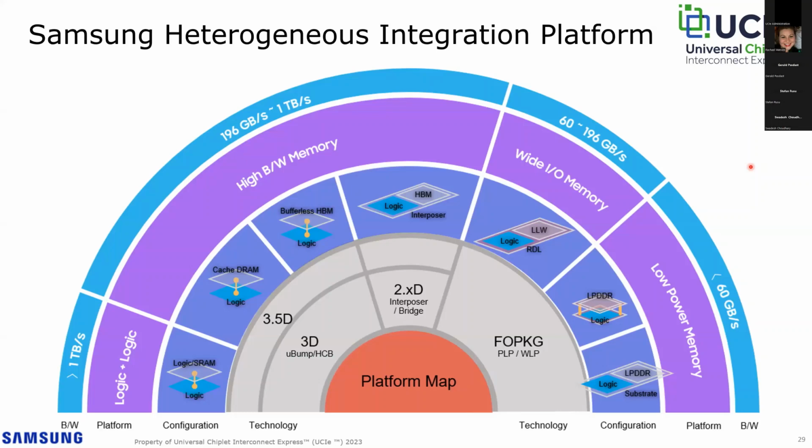Switching gears now to look at Samsung's packaging roadmap, we see a whole spectrum of options, starting with the logic on logic on the lower left and covering multiple memory flavors with different packaging options from 2D to 2.5D and 3D. And you notice the focus on bandwidth, which is a key parameter for machine learning applications.